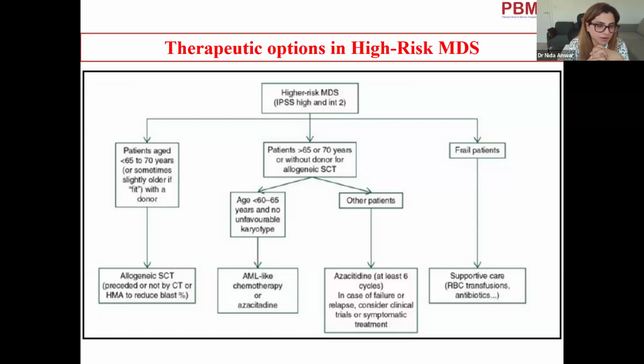So if the patient is less than 65 and has a suitable donor, then proceed for the allogeneic stem cell transplant. And if the blast is less than 10%, straightforwardly proceed for the transplant. And if the blasts are more than 10%, then reduce the disease burden either by chemotherapy or hypomethylating agents. And if the patient is more than 65 or 70 years, and there's no eligible donor, then give AML chemotherapy or azacitidine, and try the patient with at least 6 cycles, and in case of relapse, once again, consider the patient for clinical trials of the newer agents.